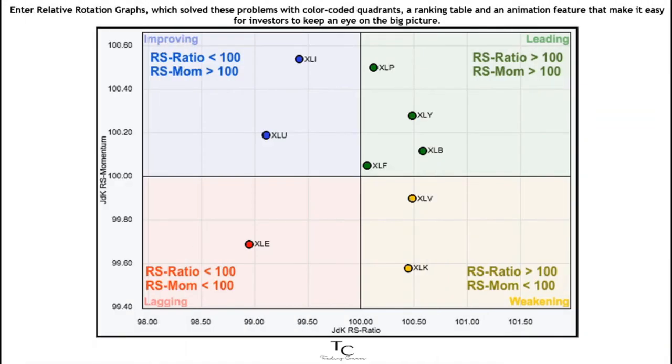Enter relative rotation graphs, which solved these problems with color-coded quadrants, a ranking table and an animation feature that make it easy for investors to keep an eye on the big picture.